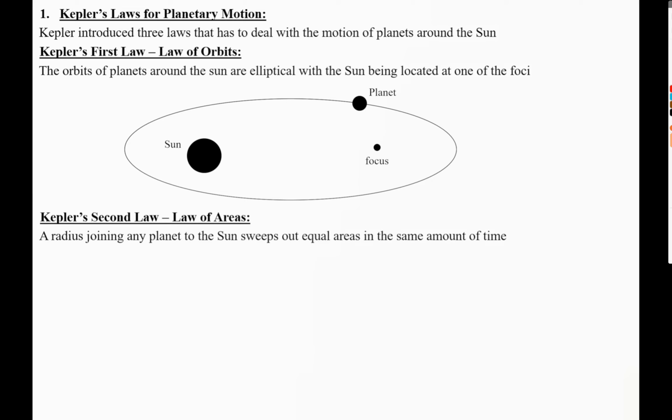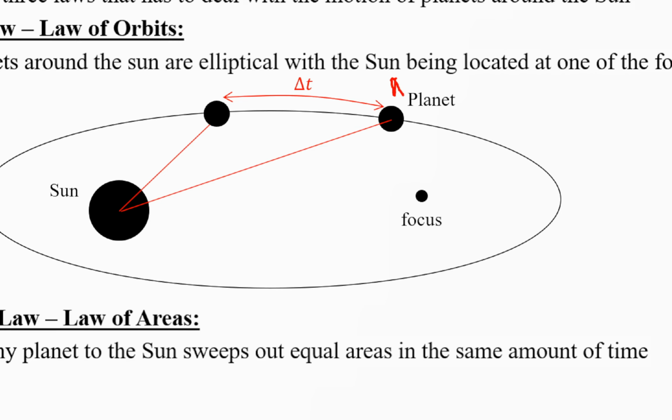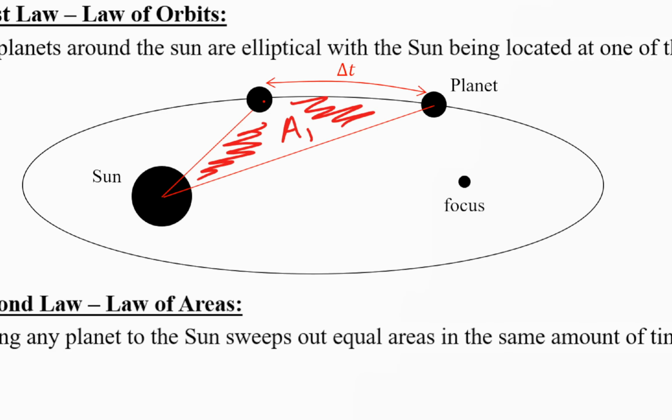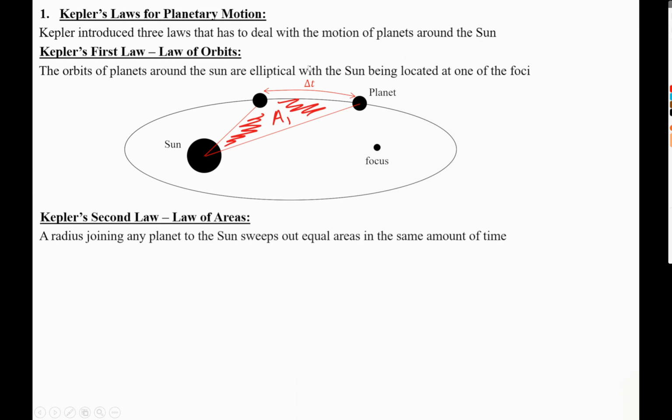Now the second law is the law of areas. A radius joining any planet to the Sun sweeps out equal areas in the same amount of time. Now let's assume another position for the planet, and this planet will move from point A to point B in a time interval delta t. In this case, there is an area A1 swept along this motion for a time interval delta t.